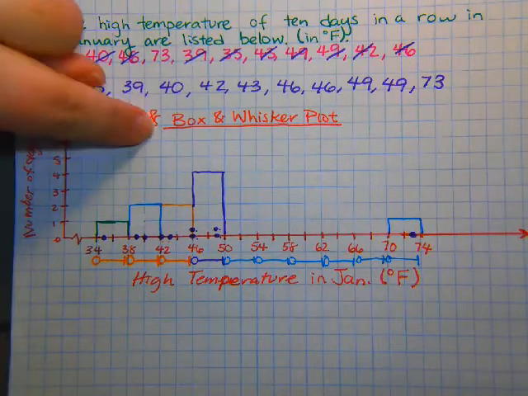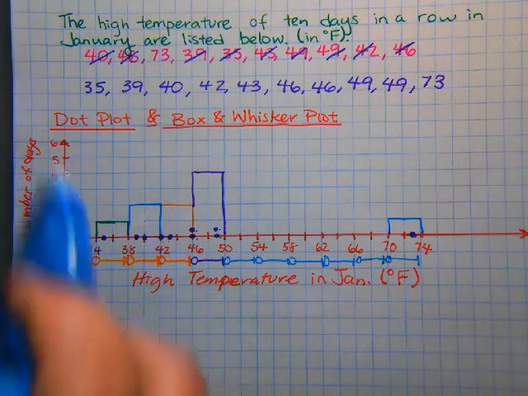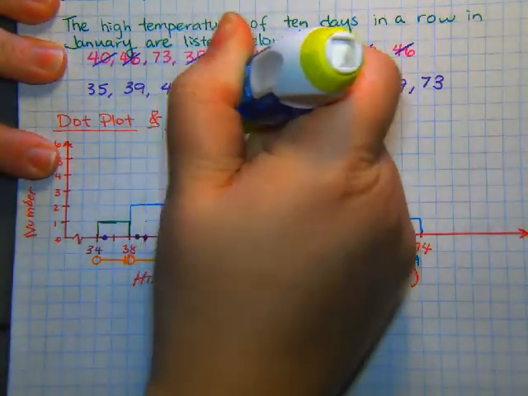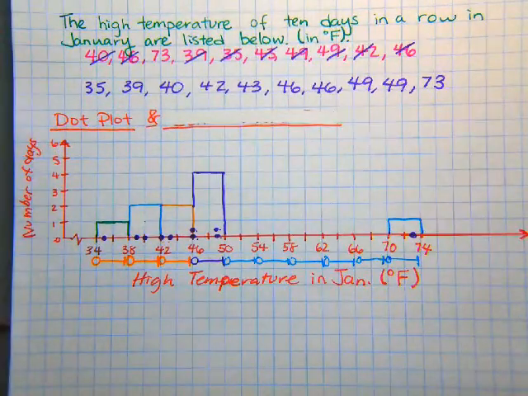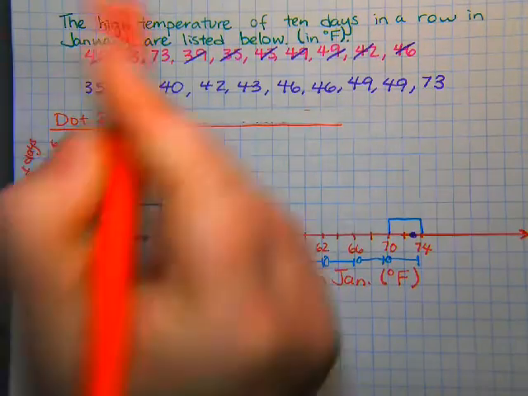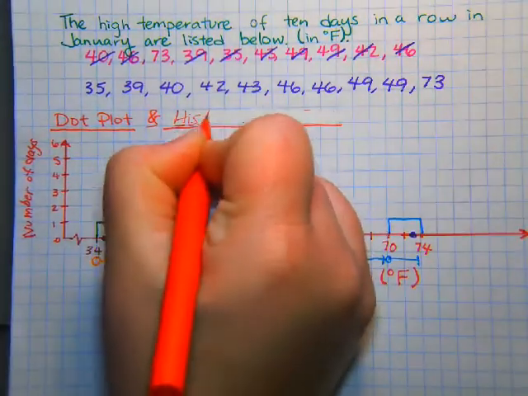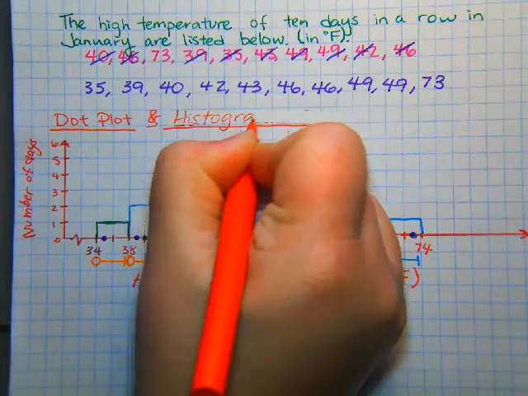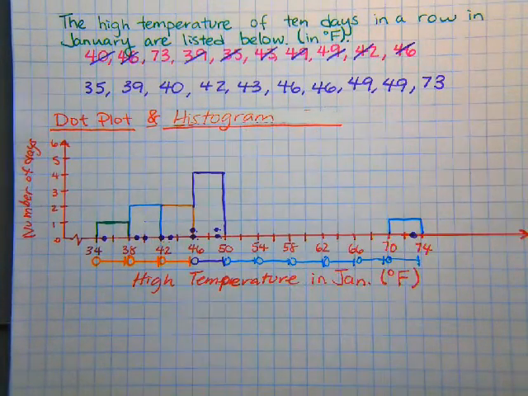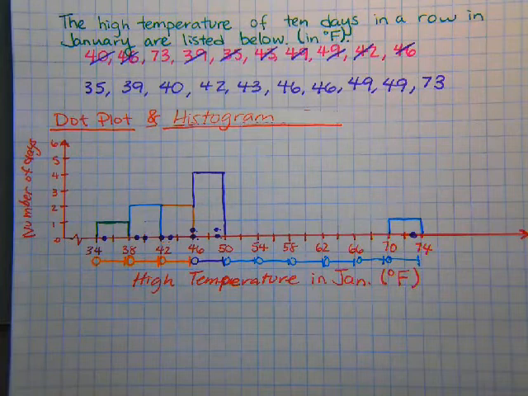And I realized I wrote Box and Whisker Plot, and I have been talking about a histogram, and that makes me feel real bad. You can also stack a dot plot in a Box and Whisker Plot, but I meant histogram. I'm so sorry. So that's our histogram.